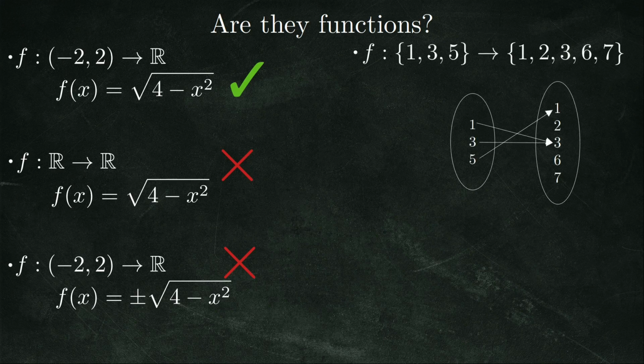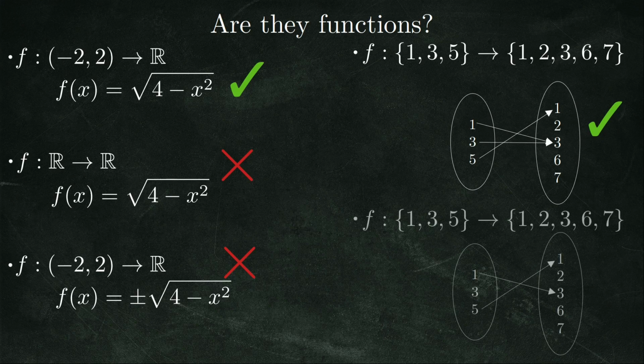Let's look at this function between finite sets. You can see I've shown what the function does just with arrows from one set to the other. So is this a function? Yes, this is a function. Every value 1, 3, 5 in the domain is mapped to just a single value in the codomain. It doesn't matter that 2, 6, and 7 don't get mapped to, and it doesn't matter that 3 gets mapped to twice.